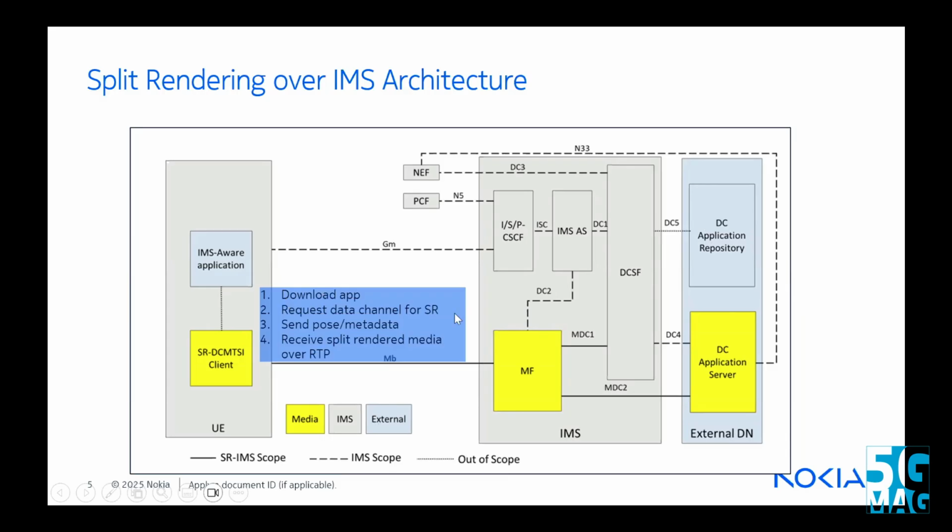Then if you want to use split rendering, you would request a data channel, and this is different from the data channel that you use for downloading the app. So this is an application data channel because this is the one that you use to send application-specific data. For instance, for split rendering, you might use it to send pose. And so you request this data channel for split rendering, and then you can send pose or metadata over this split rendering data channel, and this will go to your media function, which will then process, for instance, a 3D scene and provide split rendered media over RTP.